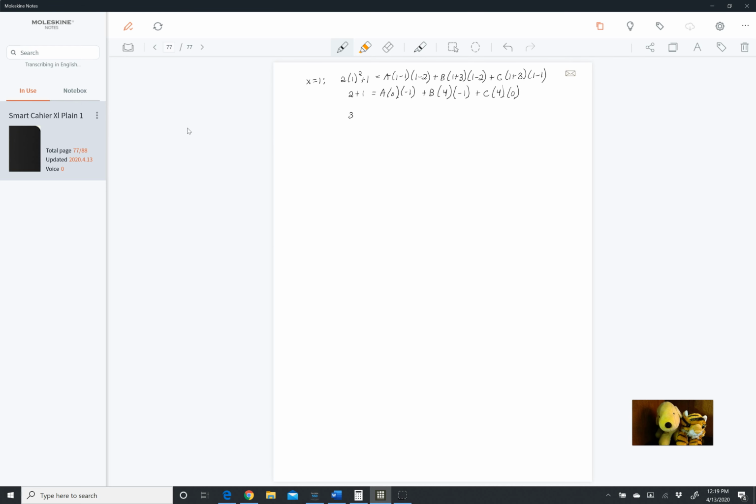So 2 plus 1 is 3. This goes away, and this goes away because they're being multiplied by 0. And then 4 times negative 1 is negative 4. So we get negative 4b. And we're going to divide both sides by negative 4. So we get that b is equal to negative 3 over 4.